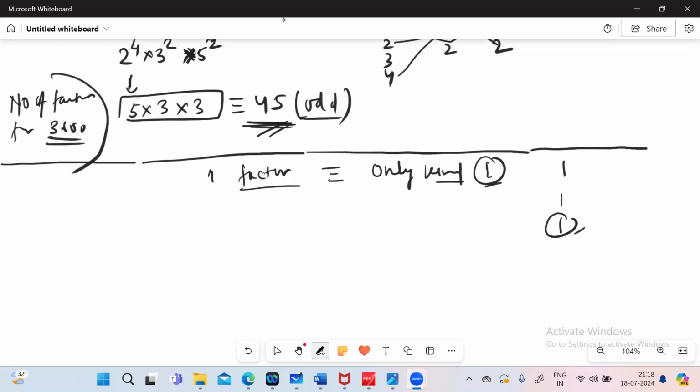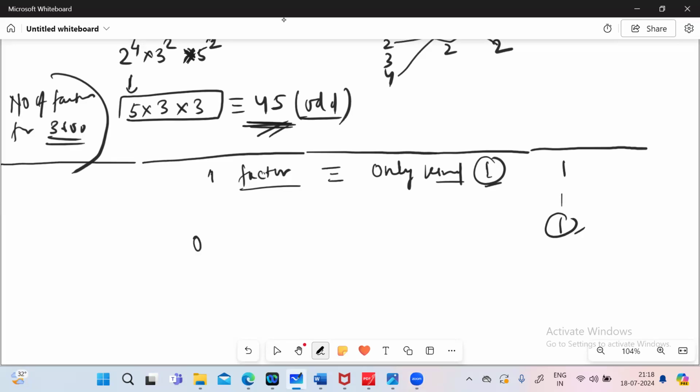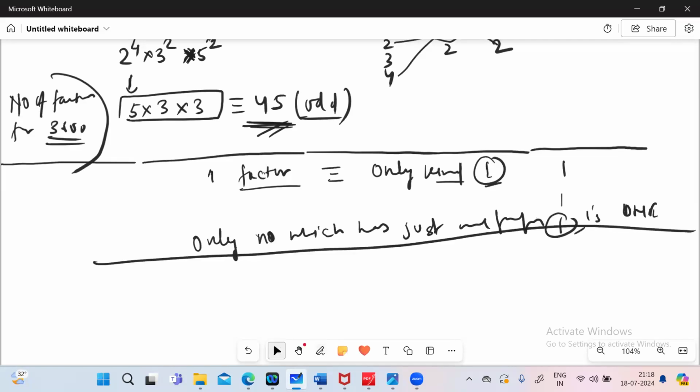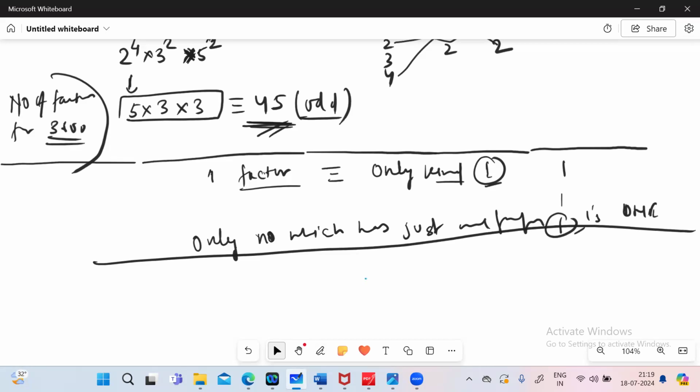Let me write it in another way: the only number which has just one factor is 1, and the factor is 1 only. So let's not get confused with this statement. Everybody knows that. Is it clear for everyone? Yes, sir. Very good. Now the next part is: what kind of number will have two factors?